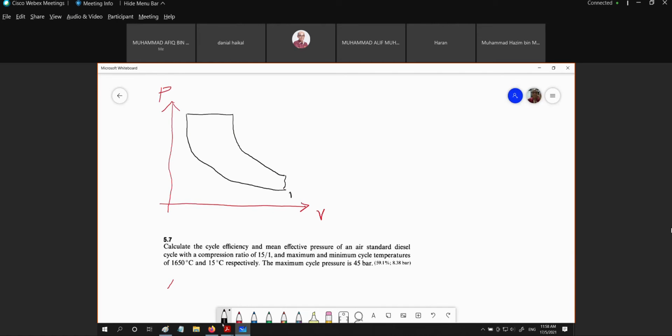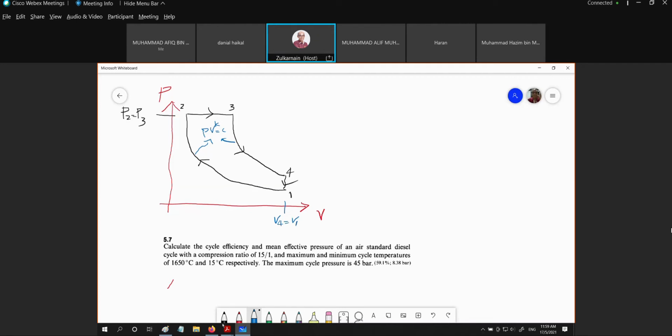Okay, this is 1, this is 2, this is 3, and this is our P2, which is equal to P3. Okay, this is 4. And we know that both expansion and compression will follow PV^k = constant. This is V4 equal to V1, isochoric.